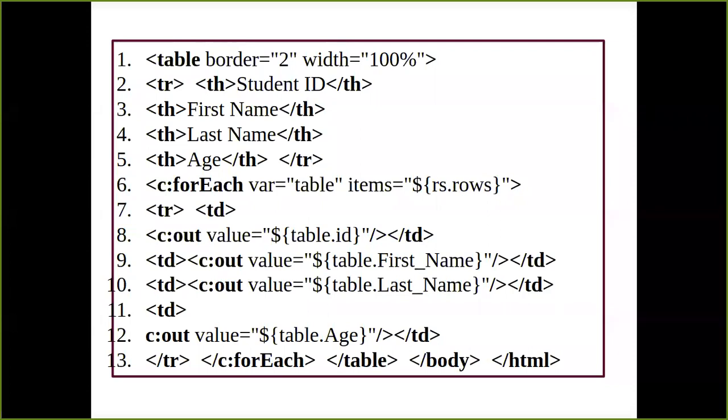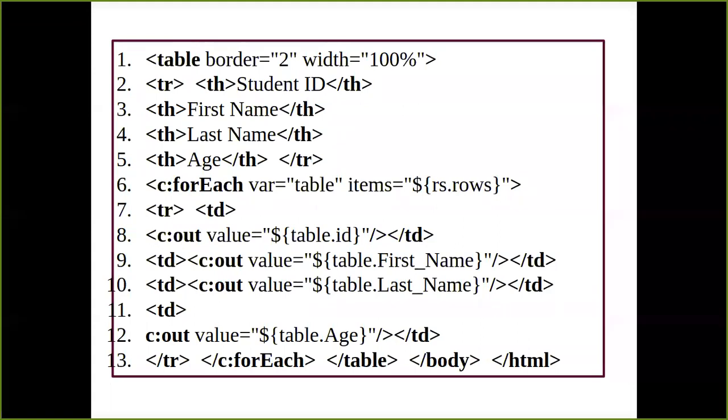In table form, we are going to make use of the core tag, that is the forEach tag, which is going to read the data one by one from the table. That happens when I have an attribute called items, which is responsible for reading the data row wise, and that is done with the help of an object called rs, which was the second variable I created. Once it is read, it is going to be placed into a third variable called table.